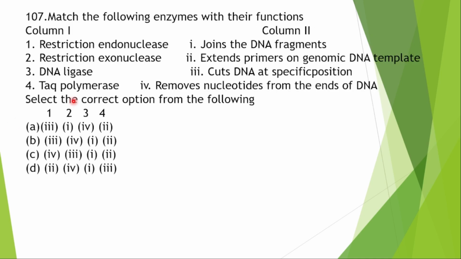Next, 107. Match the following type of question. Restriction endonuclease which cuts the DNA at specific position. So 1 is 3. Restriction endonuclease which removes nucleotides from the ends of the DNA. 2 is 4. So 1 is 3 and then 2 is 4. So the right option is option B.